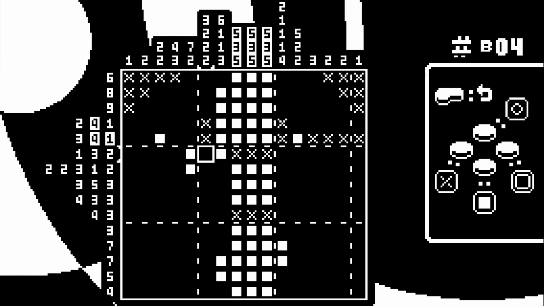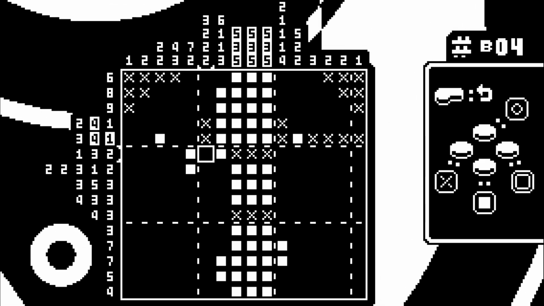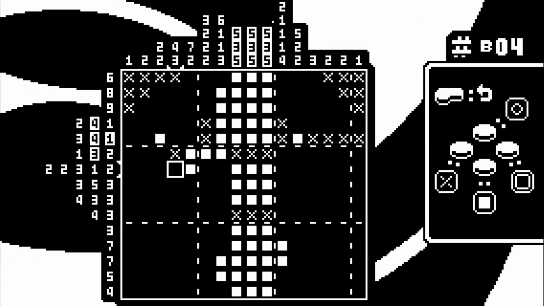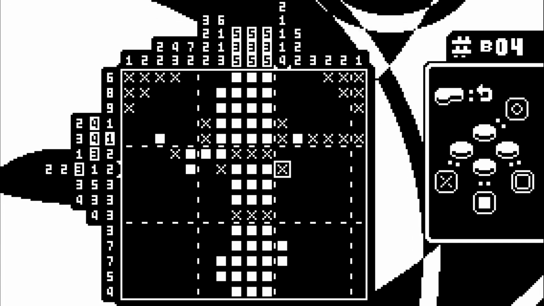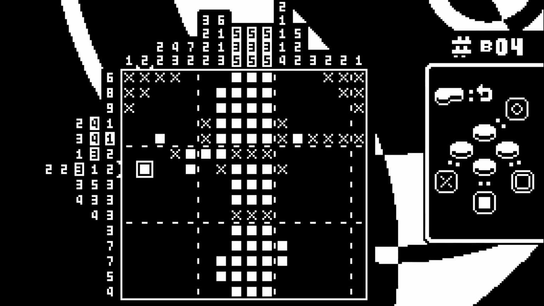Well, this must be the 3. There's no other way this can fit, right? Because this can't be a 1. Yes, so this must be the 3. This is the 3 because it's the only thing that wide in there, and then there are 2 2s, which means I know this.